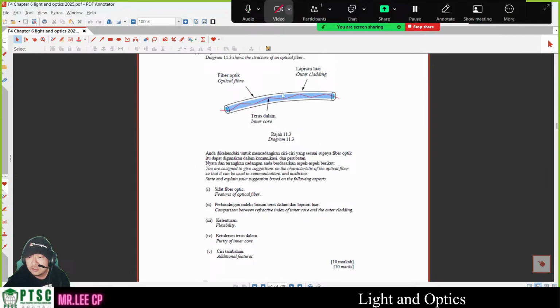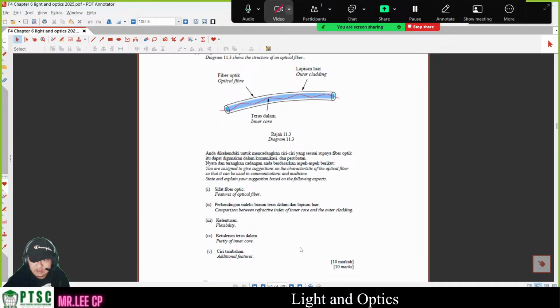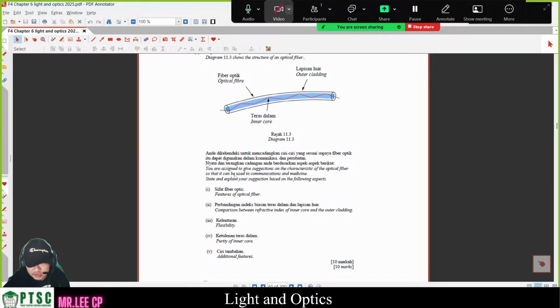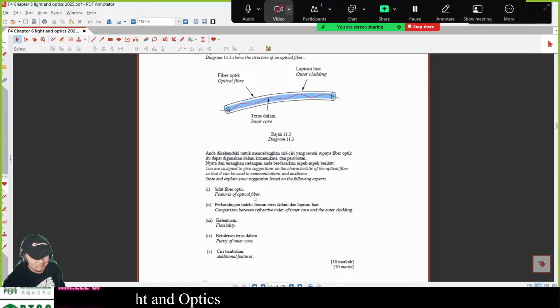You see, this is another kind of question that is very popular to ask in the exam. So you see, how do they ask a 10 mark question? You are assigned to give a suggestion and characteristic of optical fiber so that you can use it in telecommunication and medicine. Explain the following aspects. Features in optical fiber. I don't know what to say.